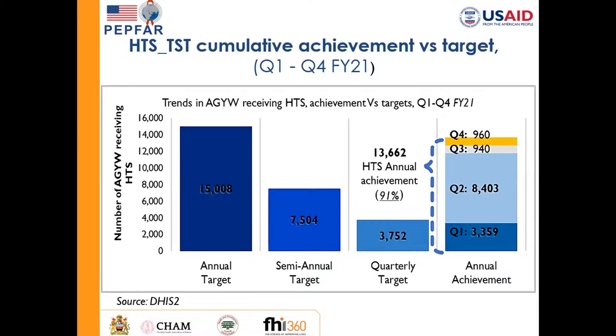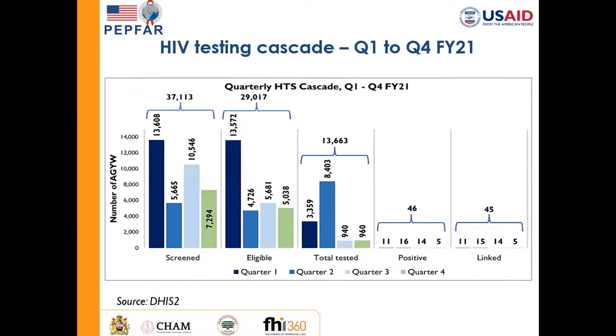We're not only providing conventional testing to these adolescent girls and young women, but we're also trying to make sure that for those adolescent girls and young women who were identified HIV positive, they should be initiated on treatment. And we saw an increase in the number of AGYW offered the HIV testing services and those that were identified as new positives, increasing from 11 in quarter one to a total of about 46 at the end of the year.